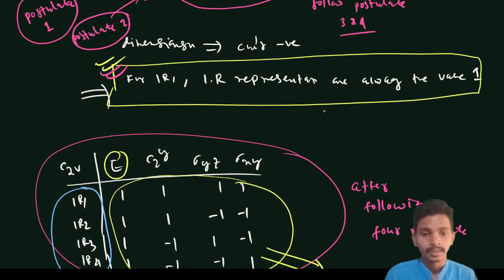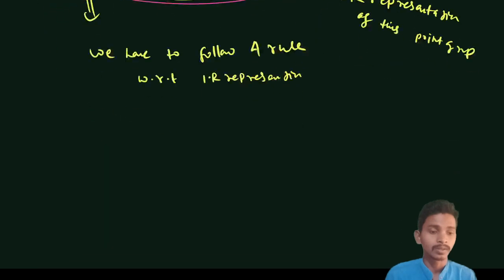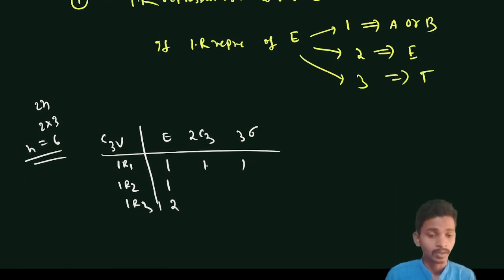By this point I say that for IR1, the IR representation is always a value of 1. Okay, this I always get. This will be always 1. And next, for this I have to follow postulate 3 and postulate 4.